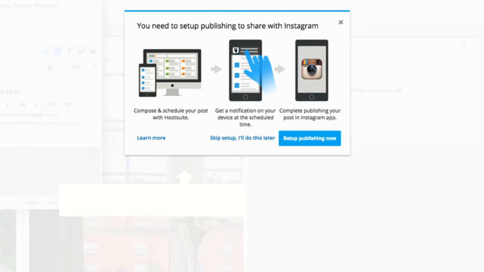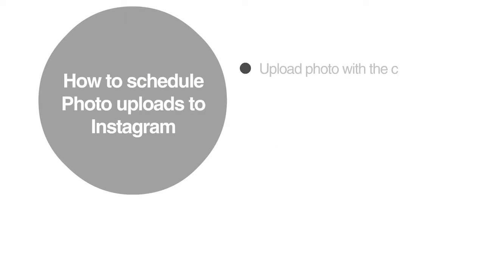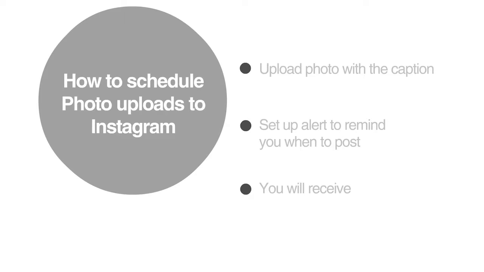Both of these tools include a planning feature for Instagram. At the moment, Instagram does not allow you to schedule posts, so each of these services suggests uploading a photo with a caption and setting up an alert for when you want to post. When that alert is initiated, you'll receive an email with your photo and caption.